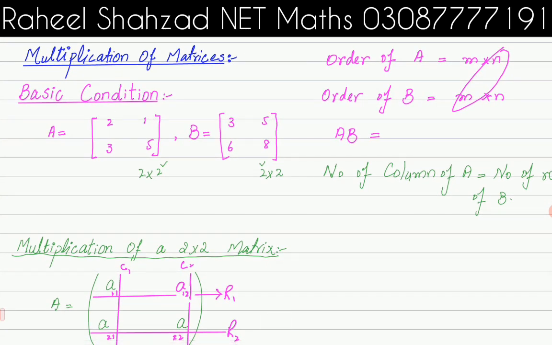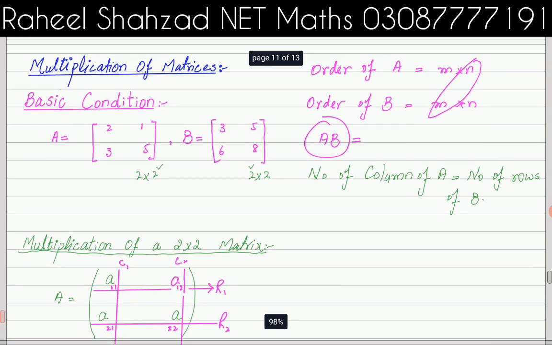The condition for multiplication of these two matrices is that, suppose this is matrix A, this is B, and the order of matrix A is m into n, m cross n, rows into columns. Order of B is m into n. So the number of columns of the first matrix must be equal to the number of rows of the second matrix. So product AB is only feasible or possible if the number of columns of A is equal to the number of rows of the second matrix, right?